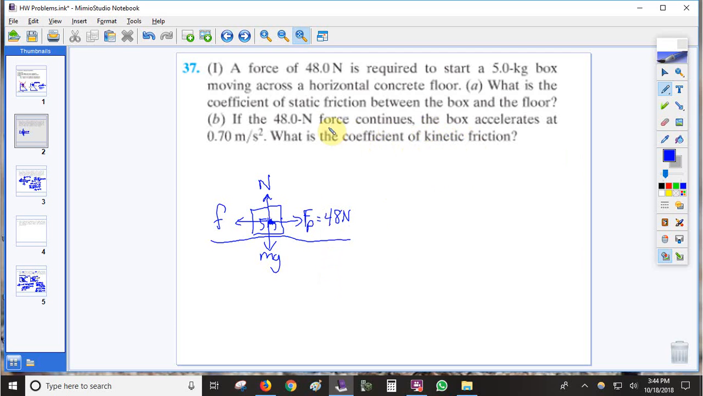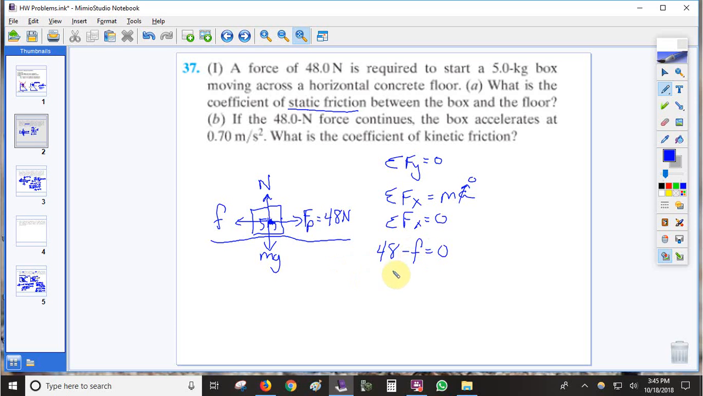So the first thing they ask us to do is the static friction, which means the box is not moving. Our sum of the forces in the y direction is 0 and pretty much irrelevant to the problem, because we're looking for friction in the x direction. So sum of the forces in the x equals ma. We're not moving, so we have a static situation. Sum of the forces in the x equals 0. In the positive x direction, I have 48 minus friction equals 0.